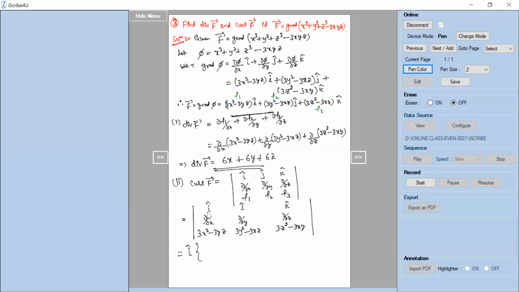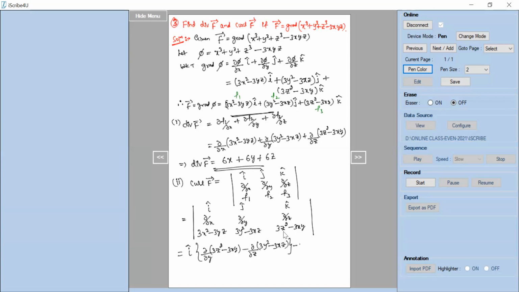Straight away I'll expand. So I'm not going to write and show. Leave this column, leave this row. It is a cross product of these. It is ∂/∂y of this. We'll write once again: ∂/∂y of 3z² − 3xy, minus ∂/∂z of 3y² − 3xz.